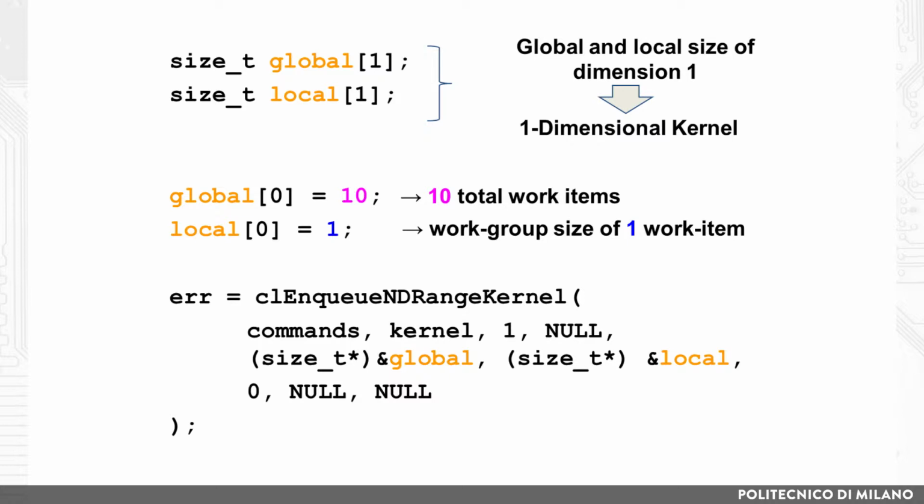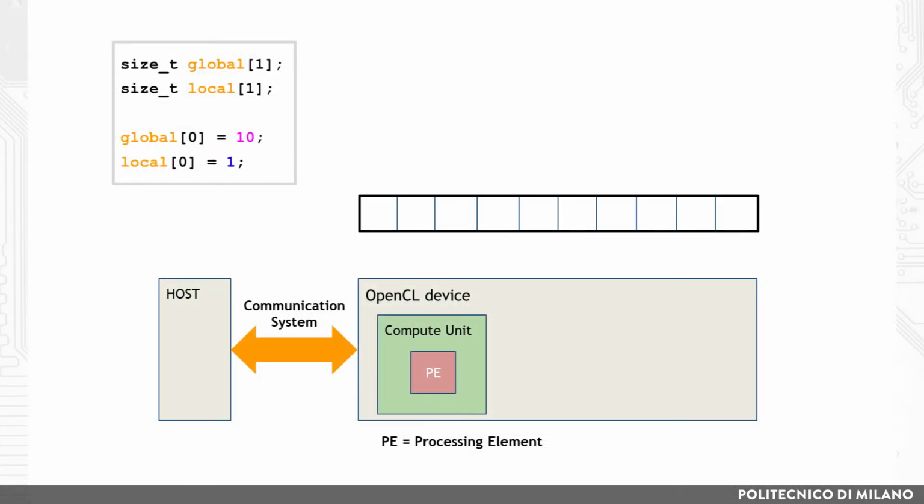It is mandatory that the global size can be divided by the local size. To start the execution of the n-dimensional kernel, the host has to execute the clEnqueueNDRangeKernel function. To better understand what is happening, let us have a look at the proposed diagram. First of all, we can see our host that communicates with the OpenCL device.